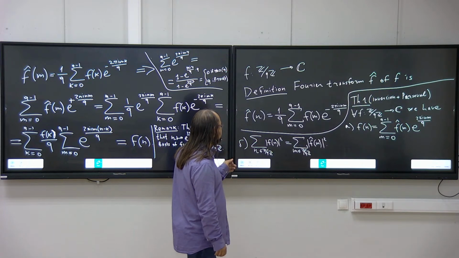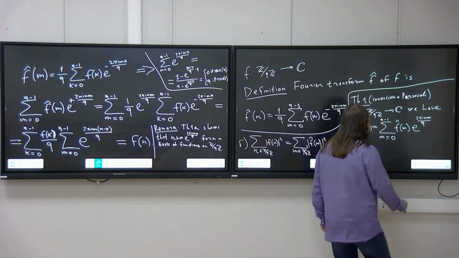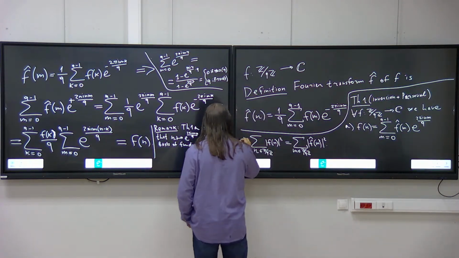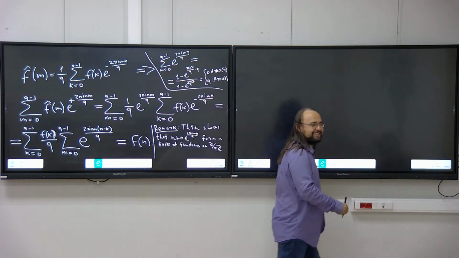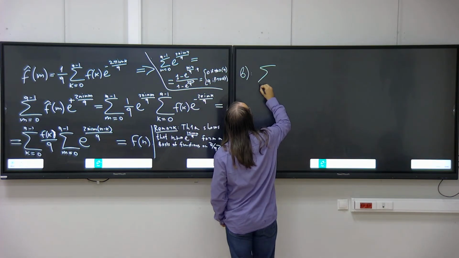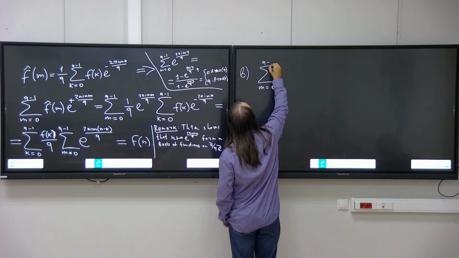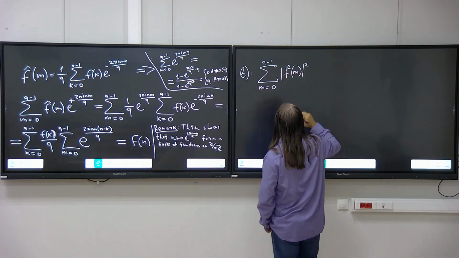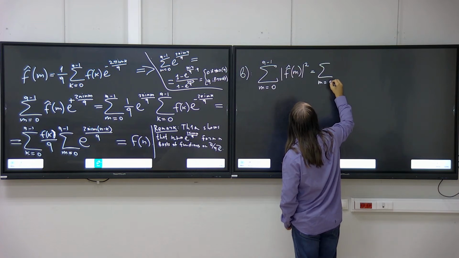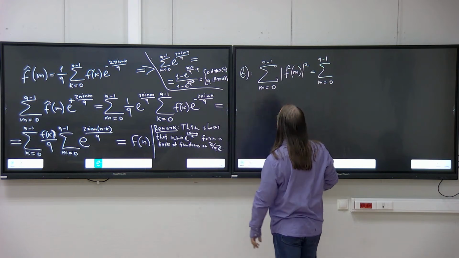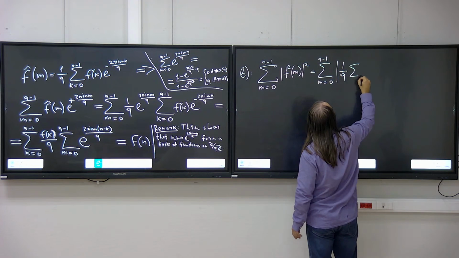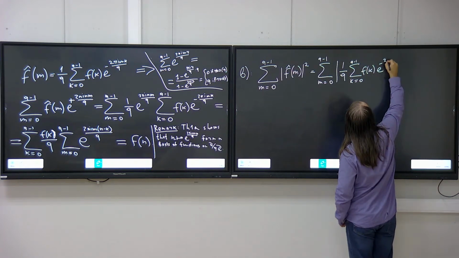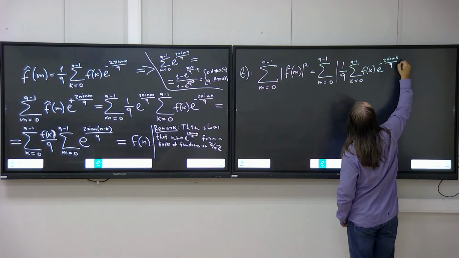And now let us establish the second formula. So the sum over all m from 0 to q minus 1 of the absolute value of f hat of m squared is equal to the sum over all m from 0 to q minus 1, and then we write our formula once again: absolute value of 1 over q, sum over k from 0 to q minus 1, f of k, e to the power minus 2 pi i m k over q, squared.